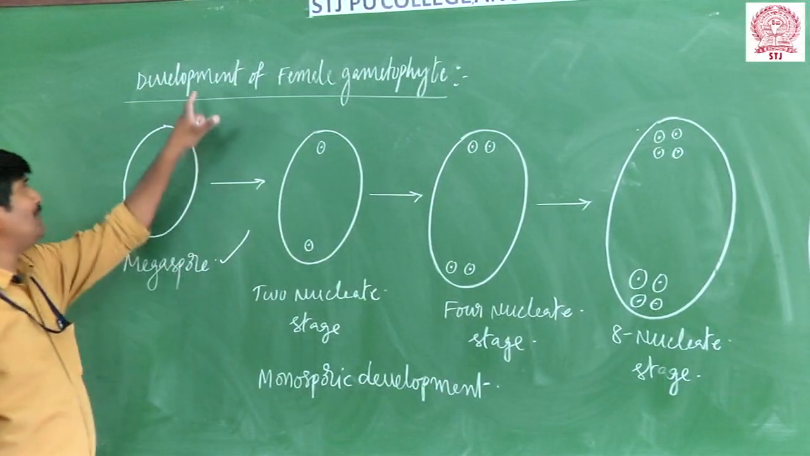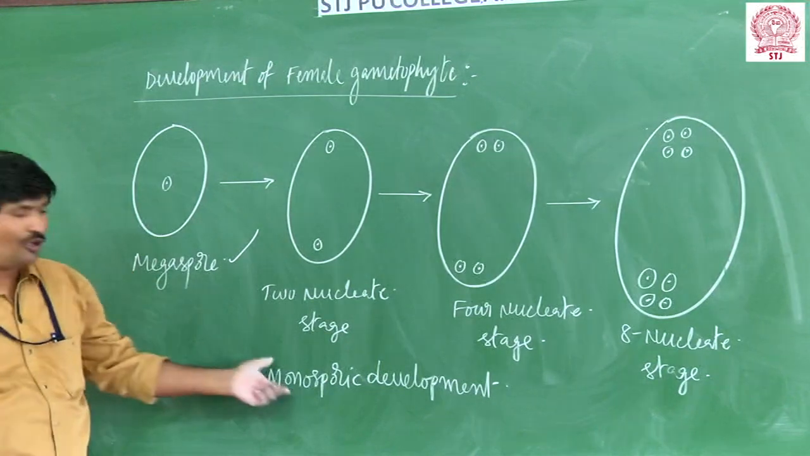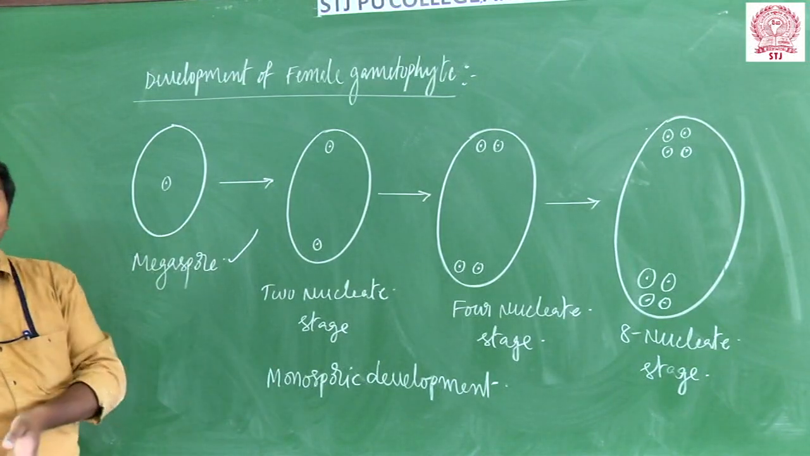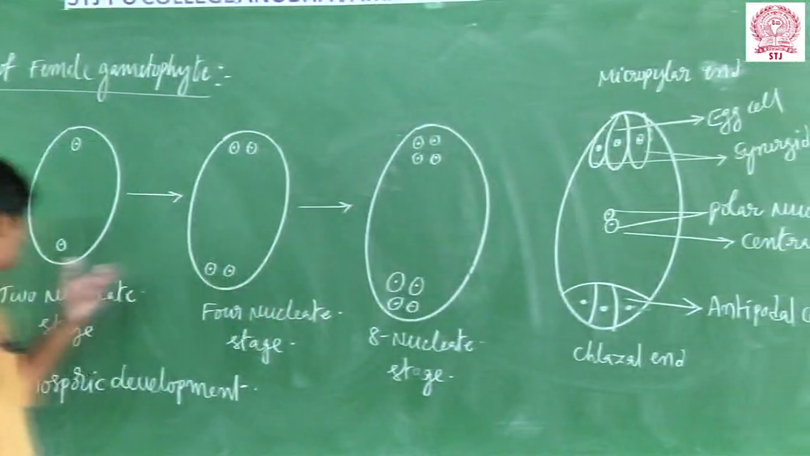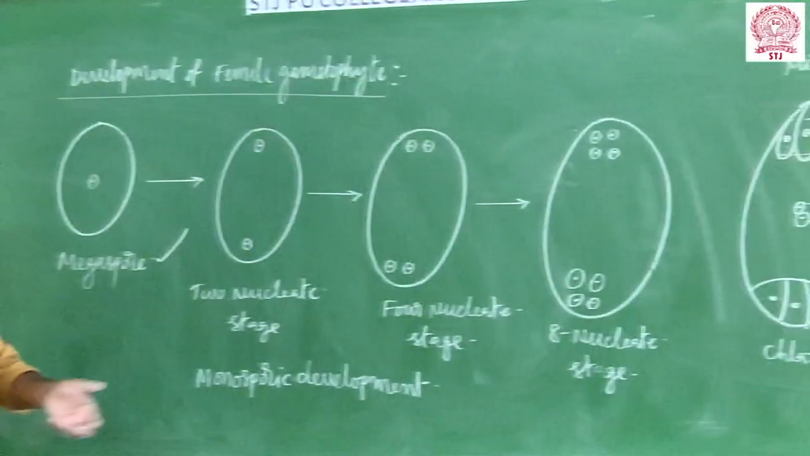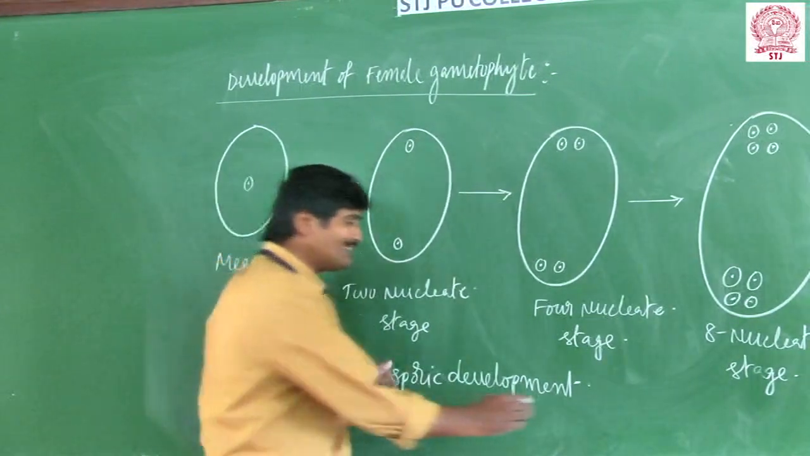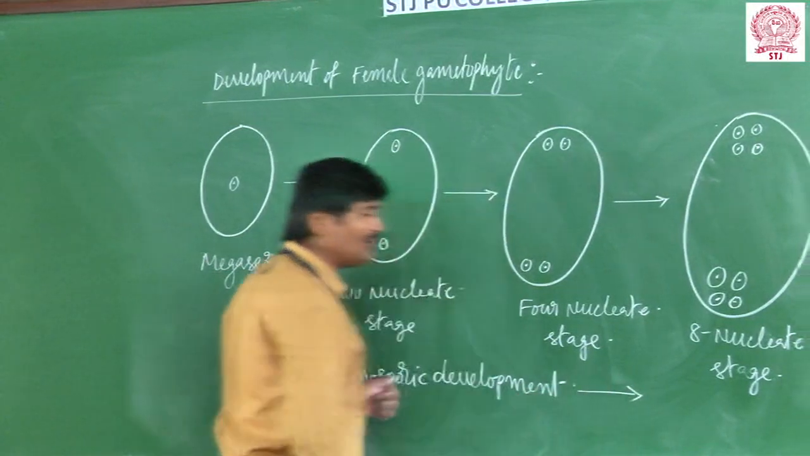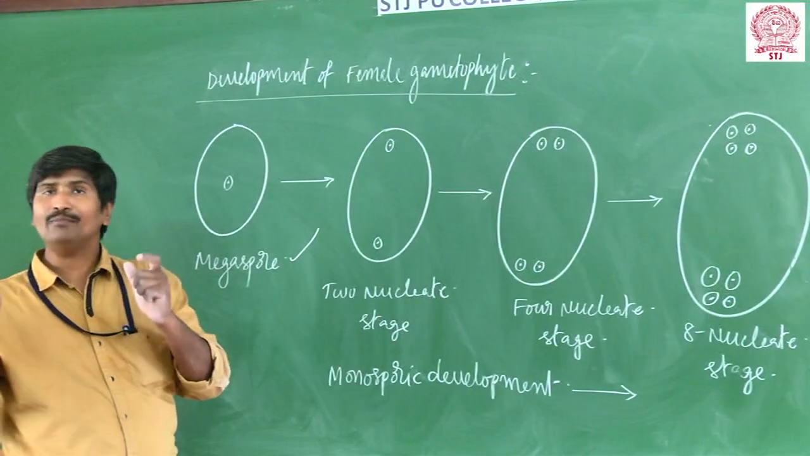What type of development? Here the female gametophyte shows monosporic development. Why is it called monosporic development? Because here the female gametophyte is developed from a single functional megaspore. That is known as monosporic development. It is the most common type of development of the female gametophyte in flowering plants.